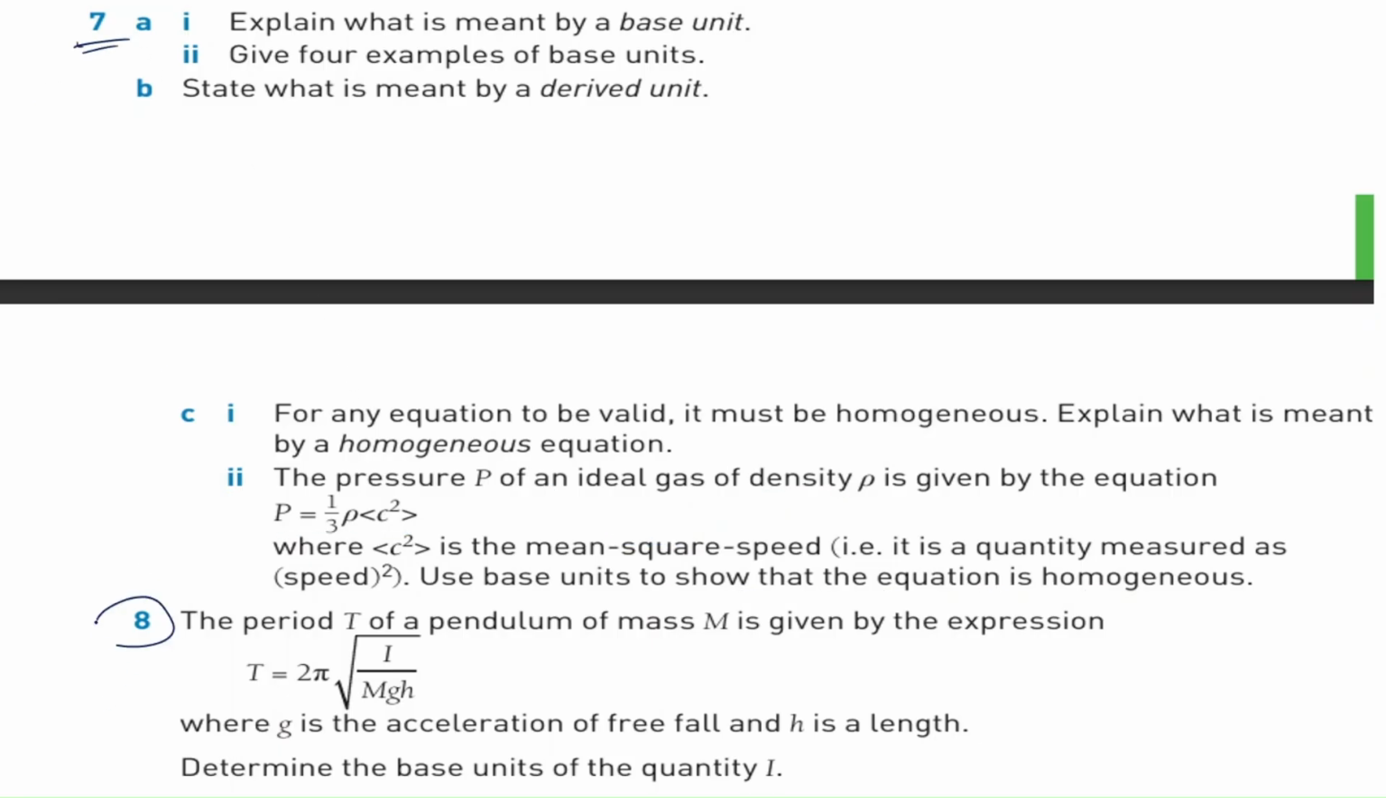Now we go on to question number 8. They say the period T of a pendulum of mass m is given by the expression T is equal to 2 pi under root l upon mgh, where g is the acceleration of free fall and h is the length. Determine the base units of quantity l. Now we have to find the unit of l. So first we write the equation, T is equal to 2 pi under root l upon mgh.